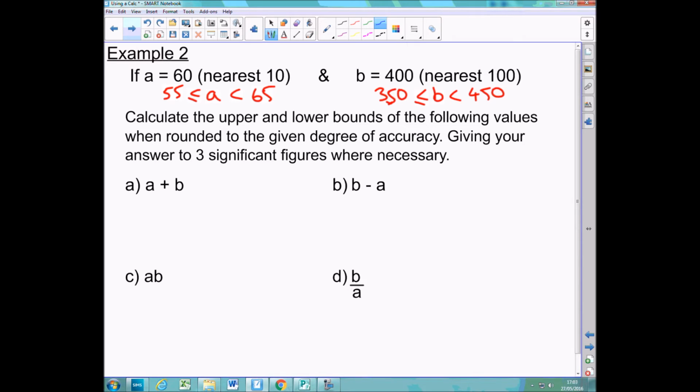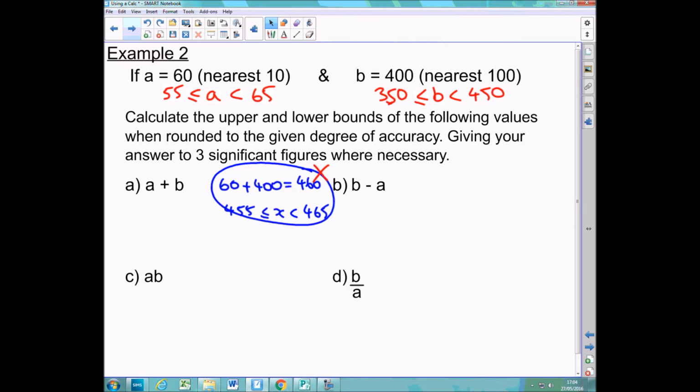Now the big misconception here is to just do the sum. So in this case, A plus B will be 60 plus 400, which is 460, and then find the upper and lower bounds of this. Okay, so to the nearest 10, this is going to be 455, and then we've also got 465. Now I'm just going to keep this here, although I'm just going to highlight again that this is completely wrong, and you don't want to be doing this, just to show you why it's wrong in a moment.